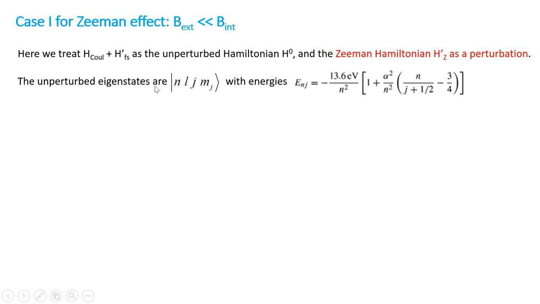So the unperturbed eigenstates, which we can use when we treat this as a perturbation, are n, l, j, and m_j. n and l are the principal and orbital quantum numbers. j is the total angular momentum, and m_j is the component of that total angular momentum in the z direction. Those are the good quantum numbers for this unperturbed Hamiltonian H0. And these unperturbed eigenstates have this particular energy, E_nj, which depends on n and j.